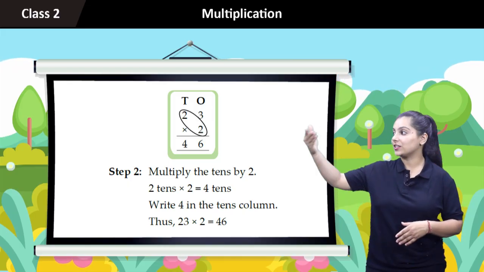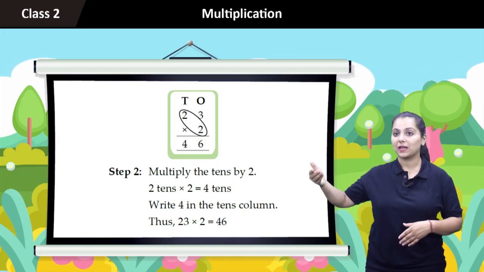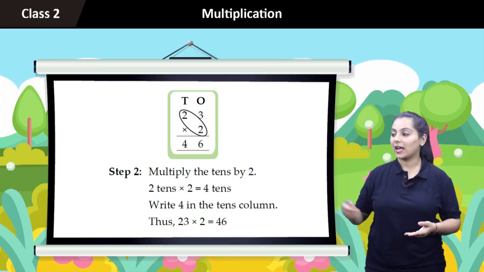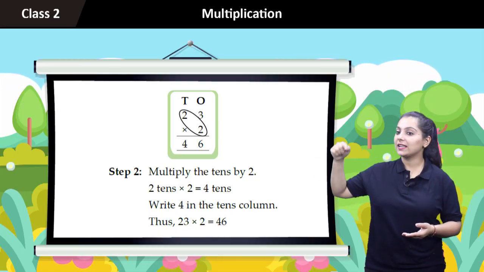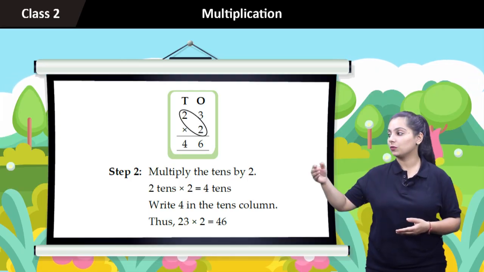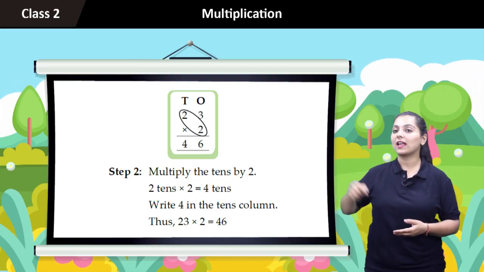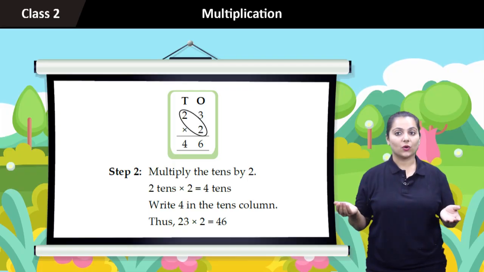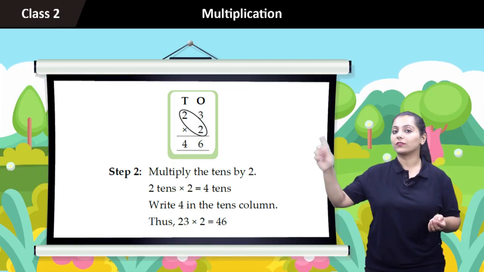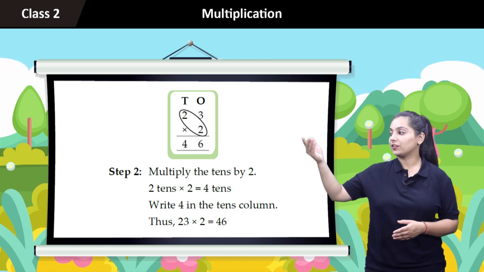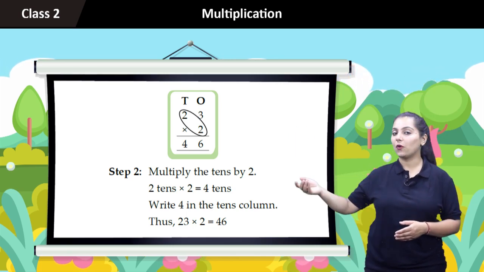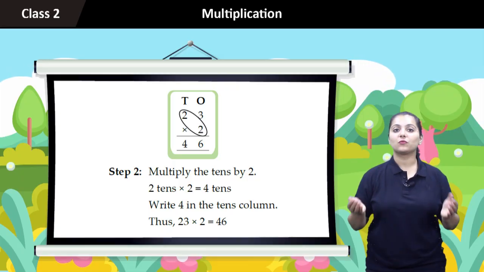We are having 23 and we have to multiply it by 2. First of all, we will multiply 2 by the ones place value, and then we will multiply 2 by the tens place value. So we have to multiply a single number with both of the values. 3 twos are 6. 2 twos are 4. So the answer is 46.